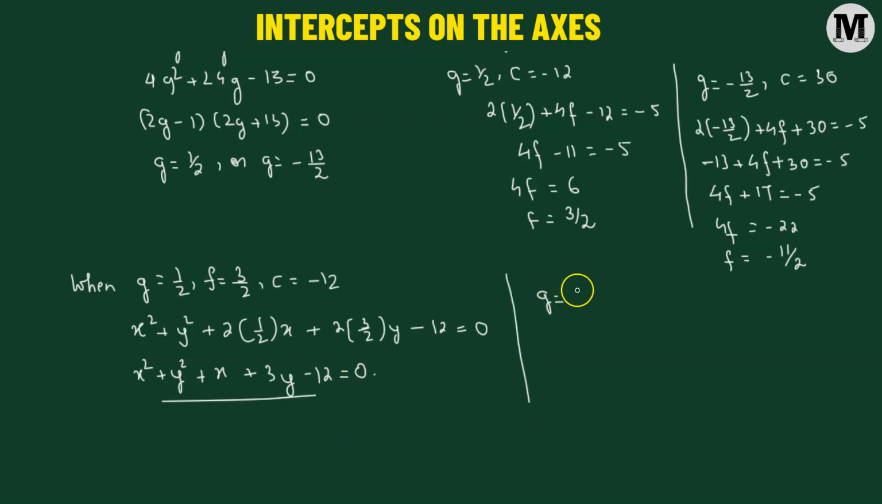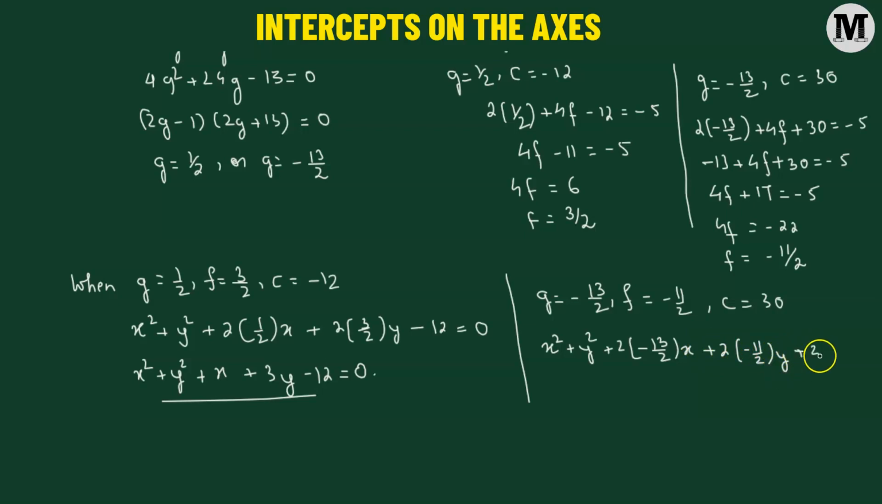We have g equals negative 13 over 2. We got the f value as negative 11 over 2. We have the c value as positive 30. So we get x squared plus y squared plus 2 times g. So g is negative 13 over 2 times x plus 2 times f, which is negative 11 over 2 times y, plus c. So c value is 30, that's equal to 0. We get x squared plus y squared minus 13x minus 11y plus 30 equals 0. So these are the two circles.